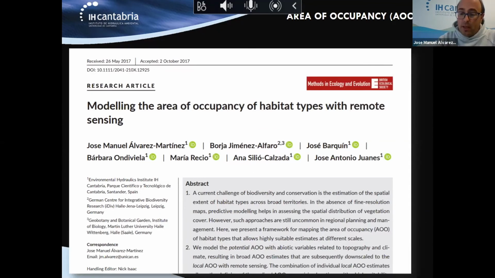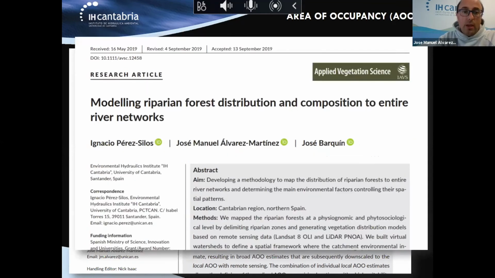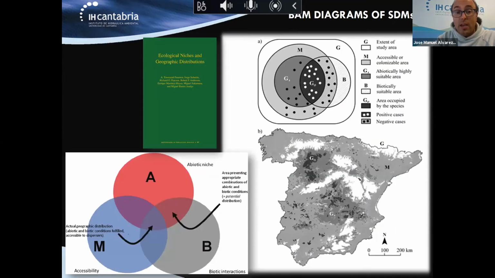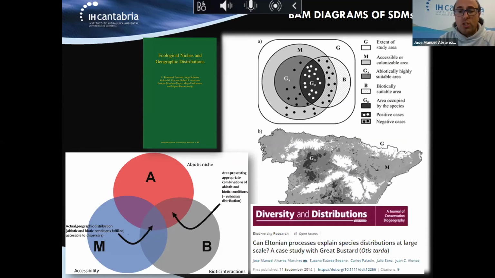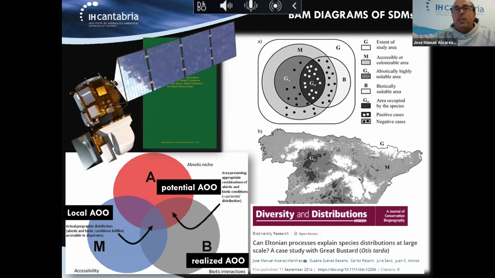This is the paper that we published first about the general concept, and we did the same for riparian forest distribution, only talking about vegetation distribution, but it's more or less the same concept. And that tracks the ecological niche theory. That's one of my favorite books, by Peterson and collaborators, about ecological niches and geographical distributions, which talks about species distributed only in the abiotic environment, the biotic environment, and taking dispersal into account. And that's something similar. We can model only with environmental limiting factors, the potential distribution, or model something more real, more local.